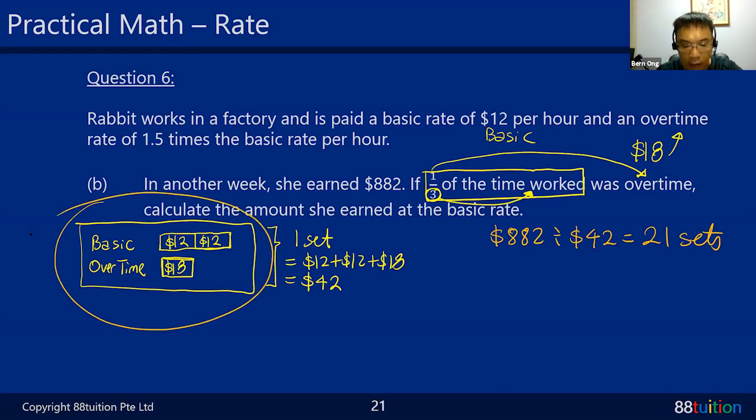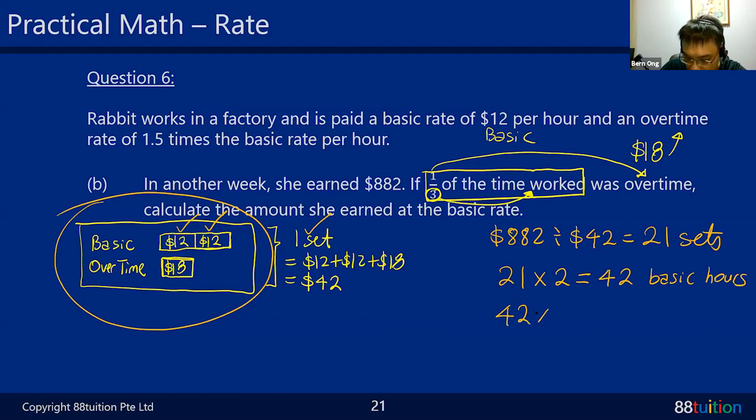The question is asking, calculate the amount she earned at the basic rate. So every one set got 2 basic hours. 21 sets? 21 sets got 2 each also. 21 times 2 is 42 basic hours. Can you see or not? 42 basic hours, and one basic hour is $12. So 42 times 12, that will give you how much?